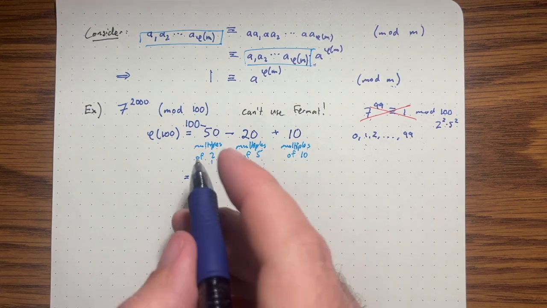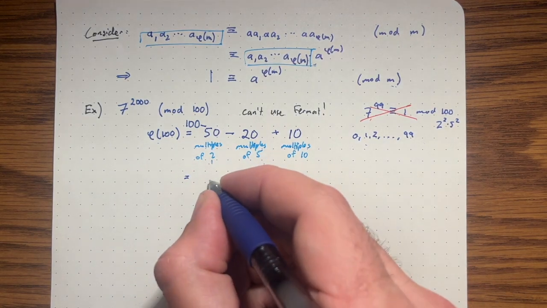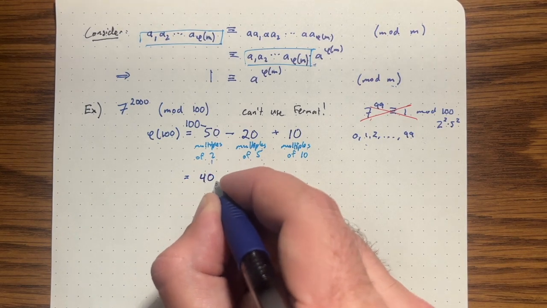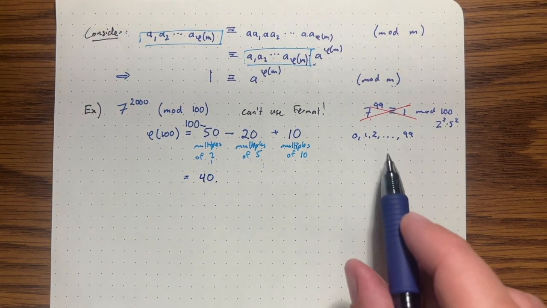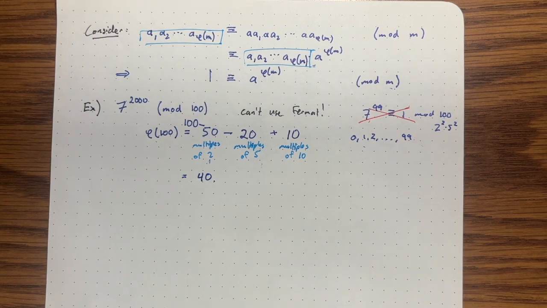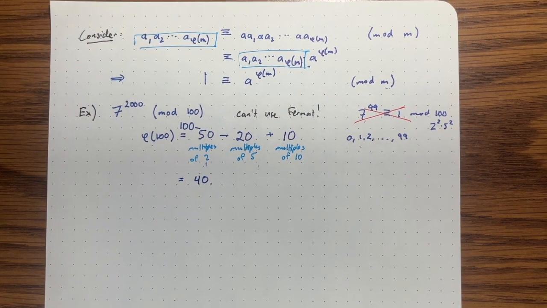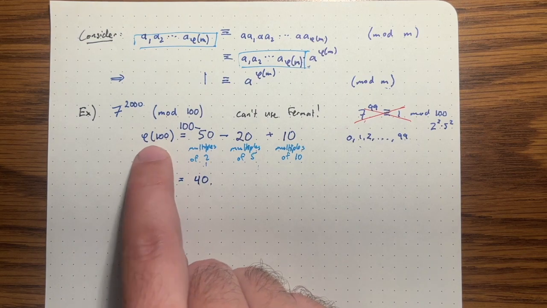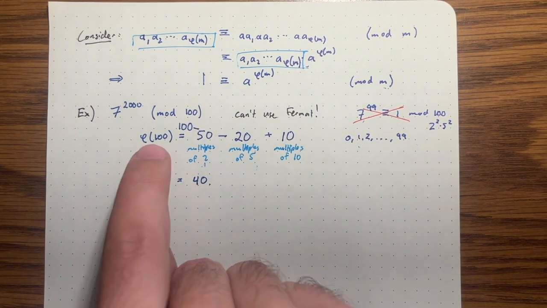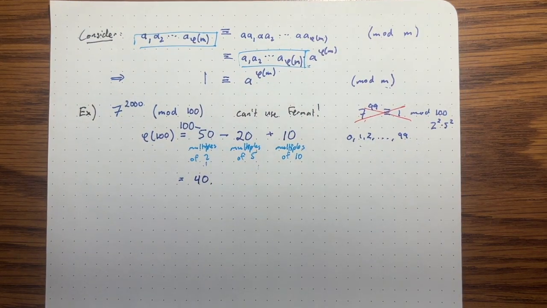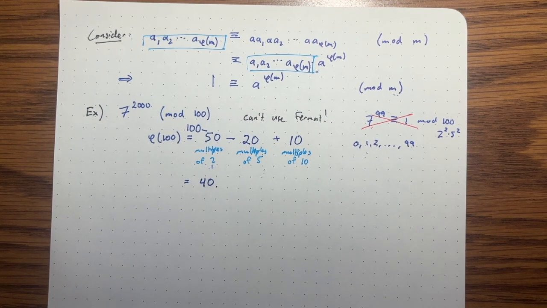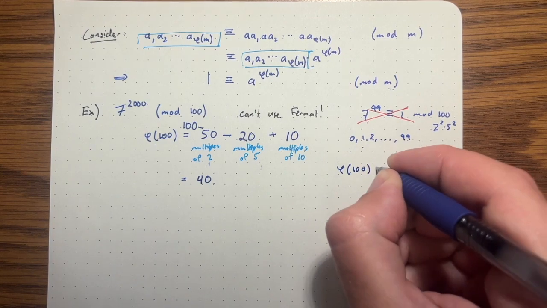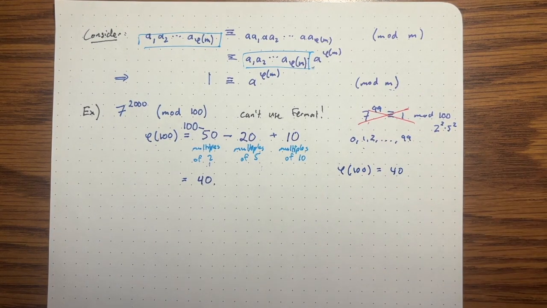So what is this actually? It's 100 minus 50 minus 20 is 30, plus 10 is 40. I think we counted this right. In general, this is a rather difficult process to compute this function. We're going to see better ways to do it. But phi of 100 is indeed 40. So that is the magic exponent.